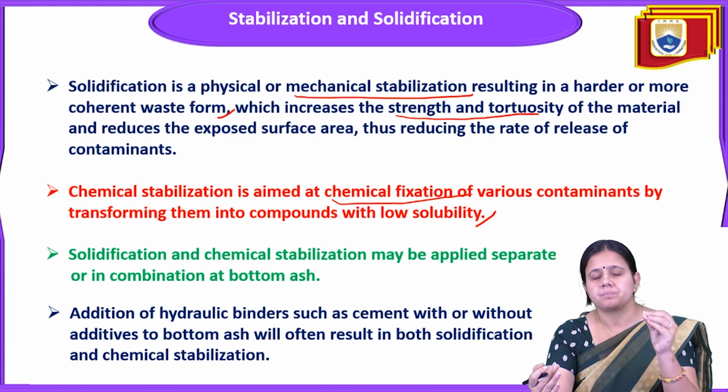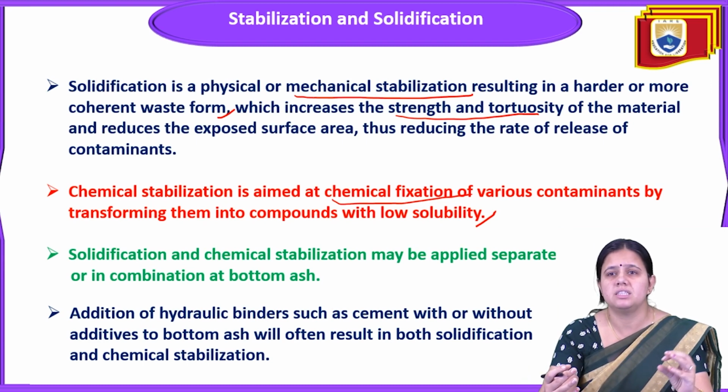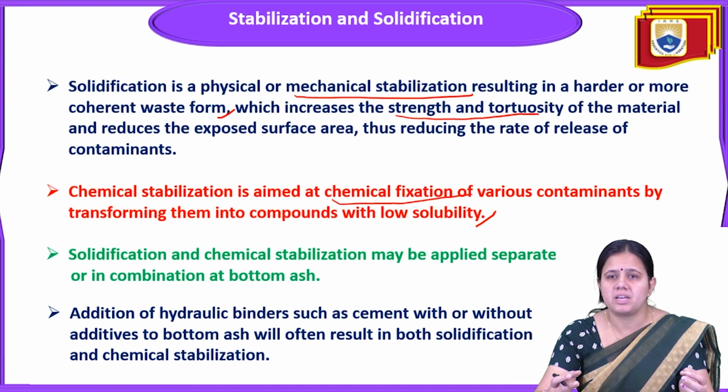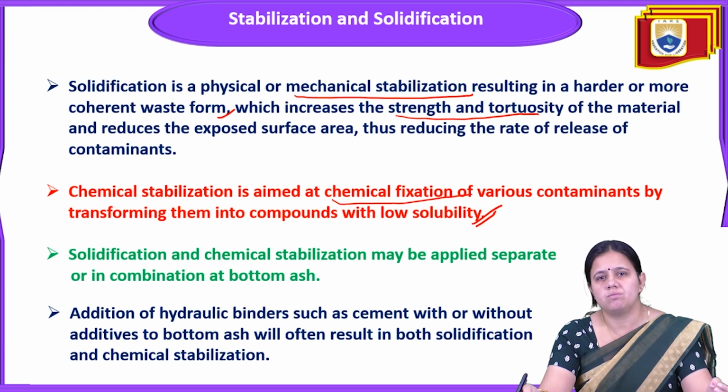So chemical contaminants require chemical fixation using some chemicals, and these contaminants are fixed and stabilized into a compound with very low solubility. Because of this low solubility, they cannot dissolve again into the environment. This chemical stabilization is important for toxic ash, because the contaminants will be stabilized into compounds with very low solubility, so they cannot be released again into the environment.